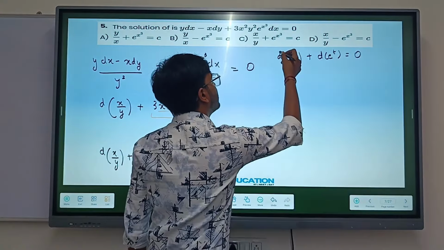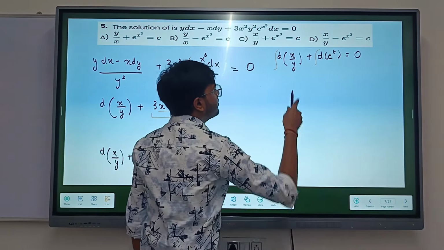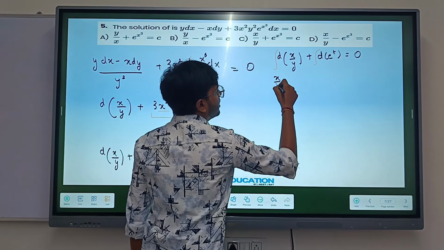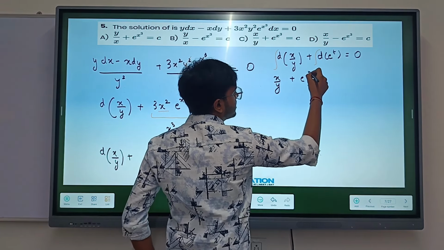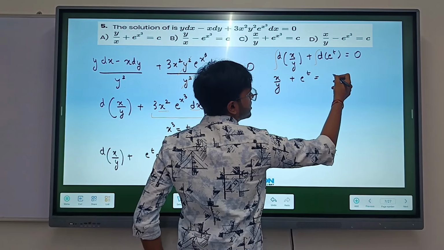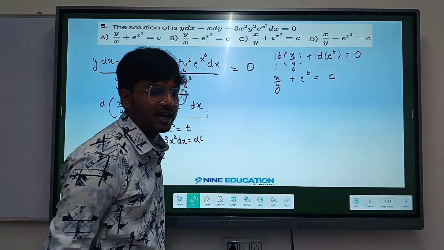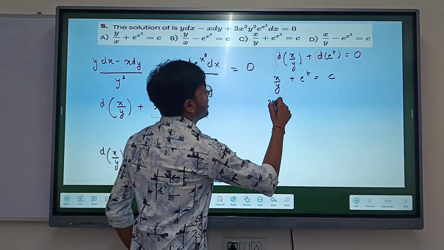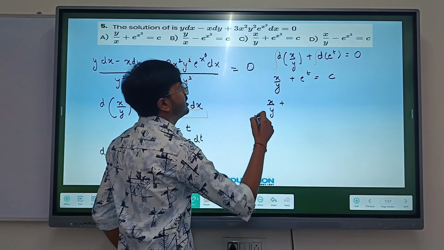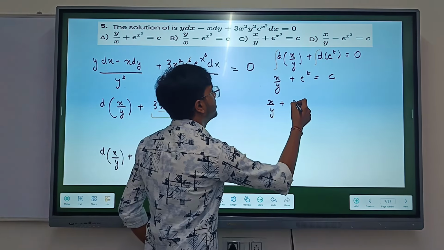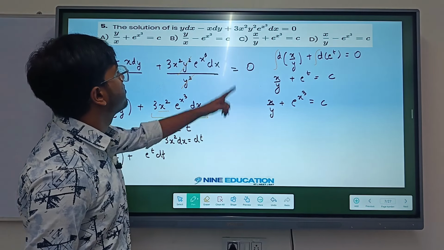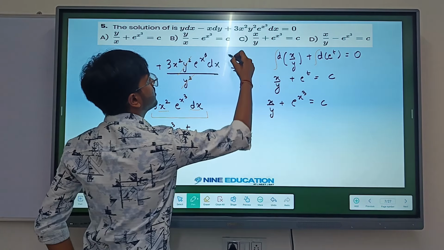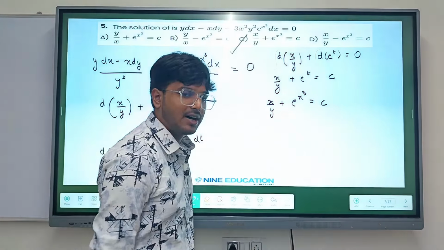Now what do I need to do? Apply integration. Integration of differentiation of x by y gives x by y plus e power t equal to, since it is an indefinite integration, I can add a constant c. So x by y plus e power t, what was t? X cube, so plus e power x cube equal to c. X by y plus e power x cube equal to c. Option C is the answer.